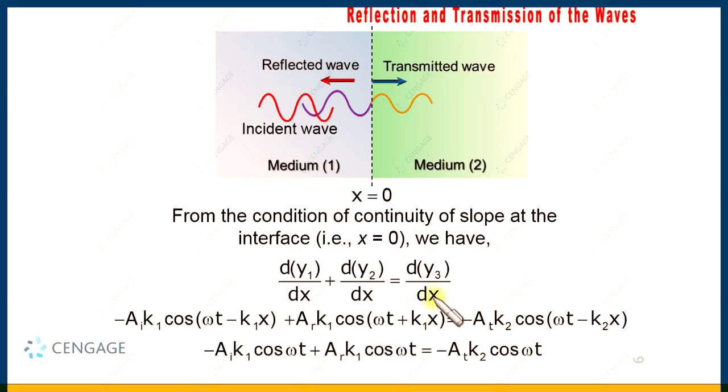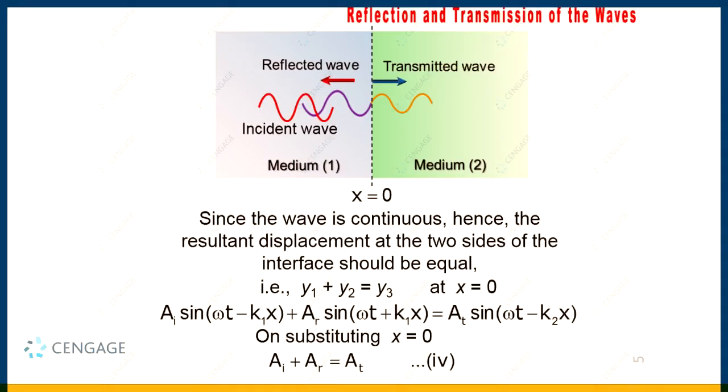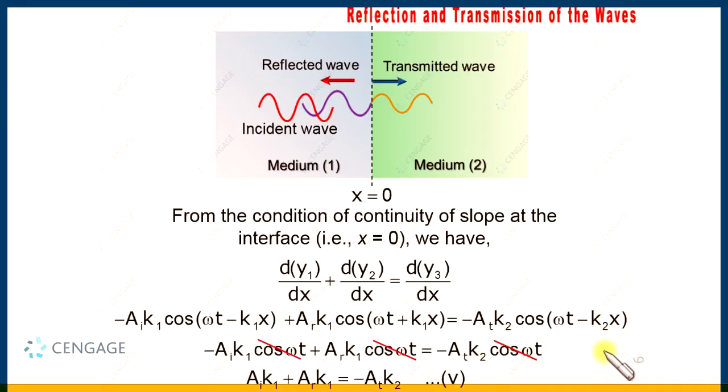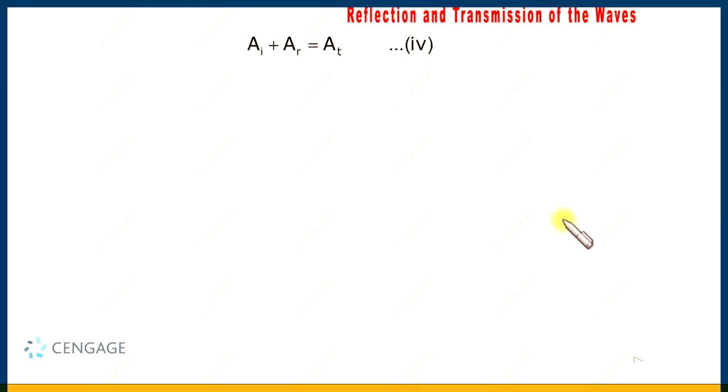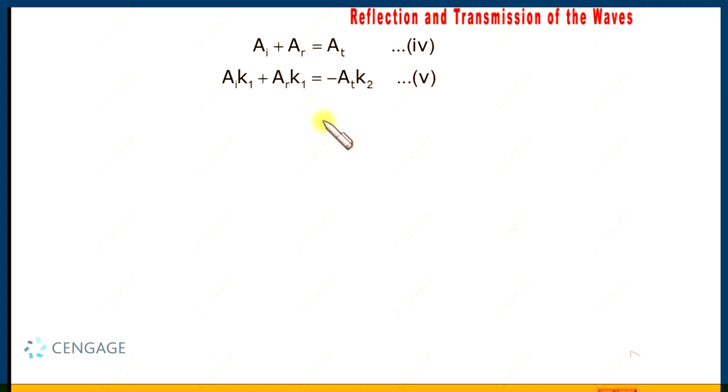And here we can observe this term and this term will get cancelled, right. We have the simple linear equation in terms of AI, AR and AT again. Let this be equation number 5. Now, let us do one thing. Let us write equation number 4 and equation number 5 on the next page. Now, we will solve these two equations to get the value of AT and AR. Let us do one more thing.